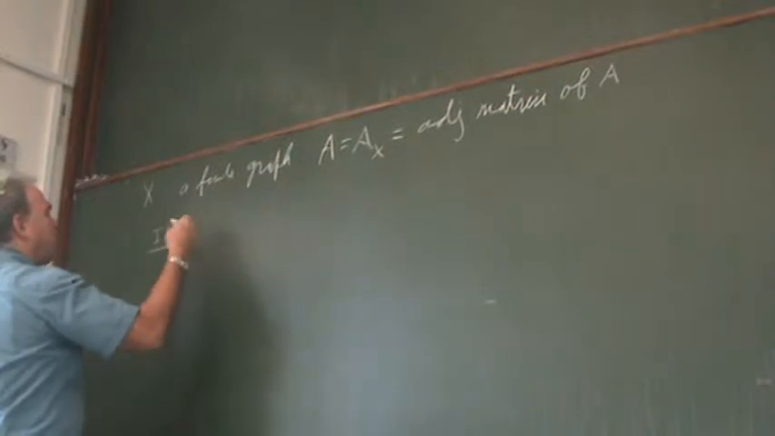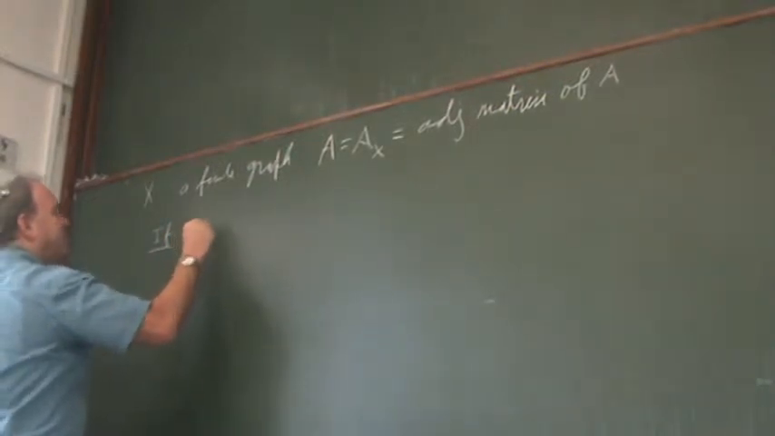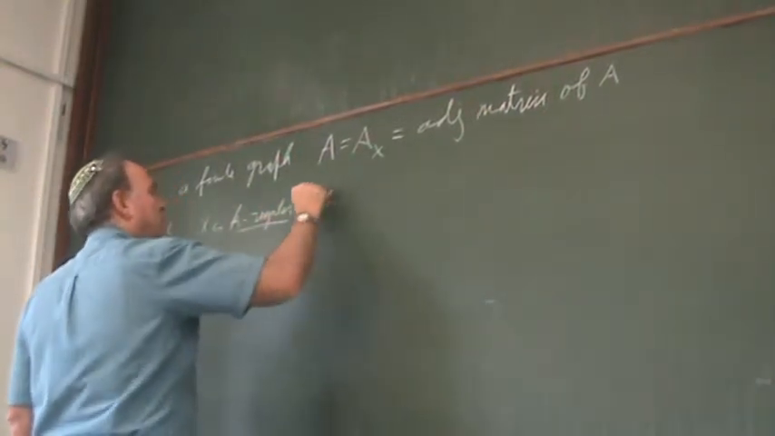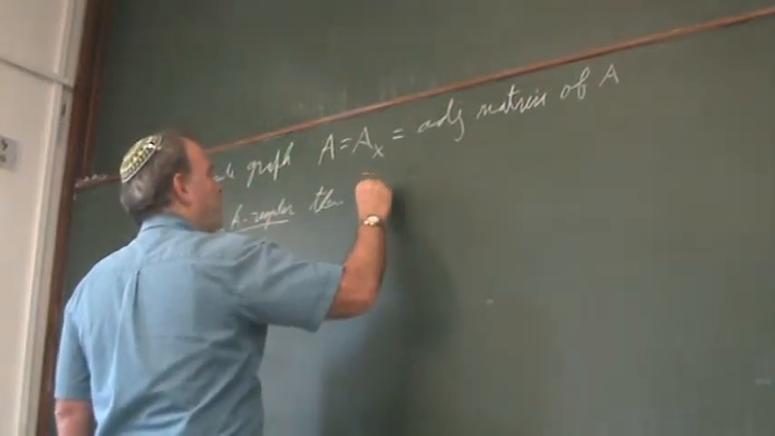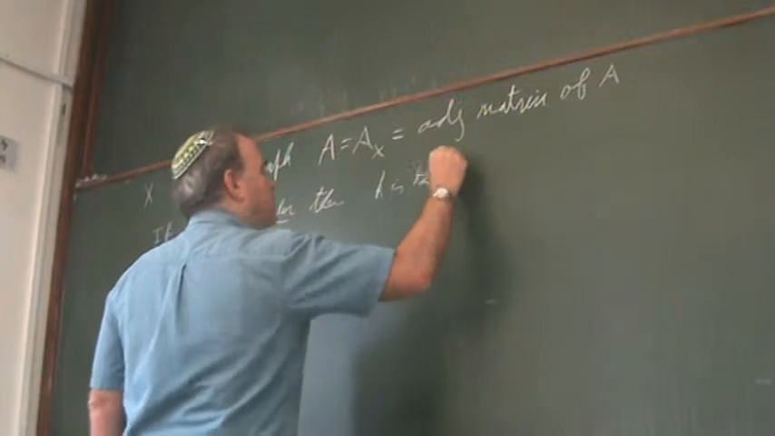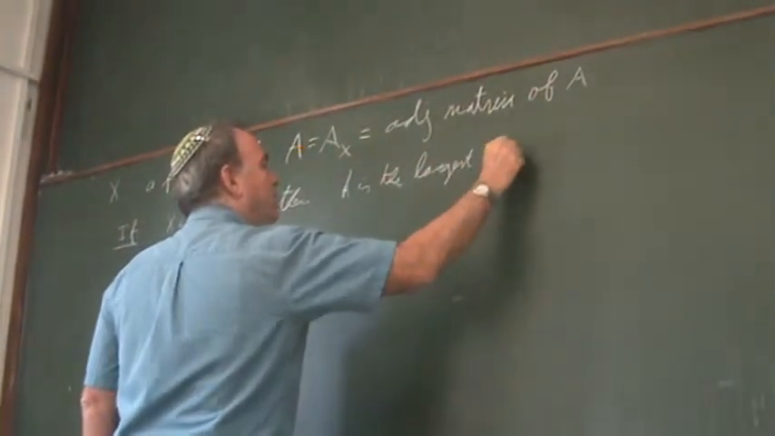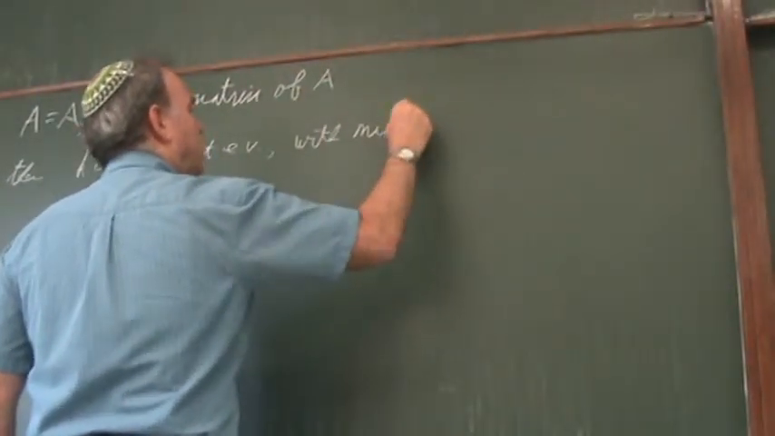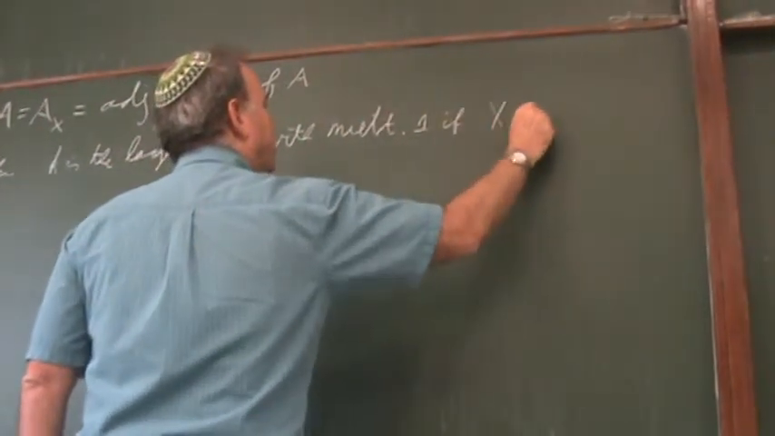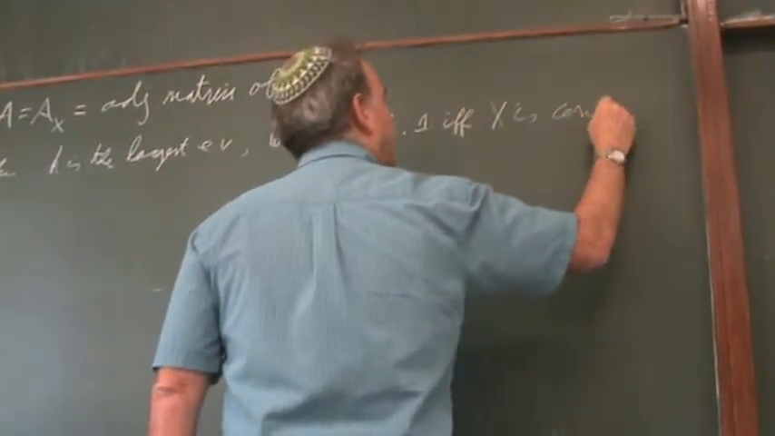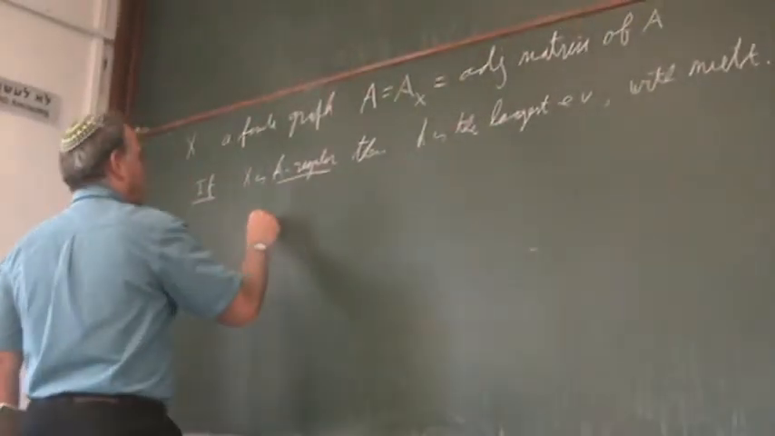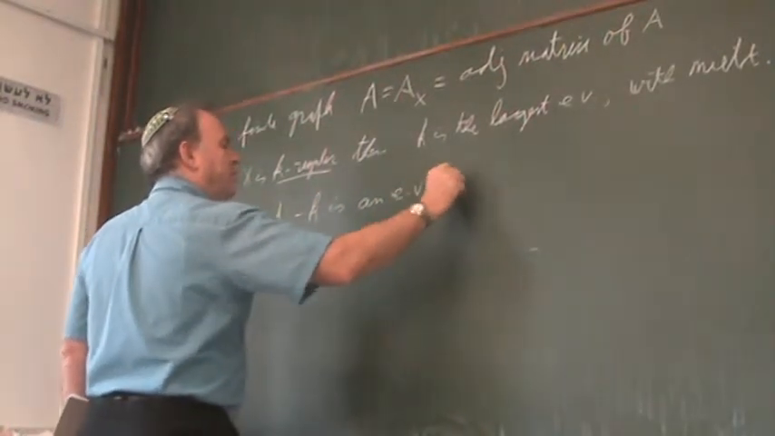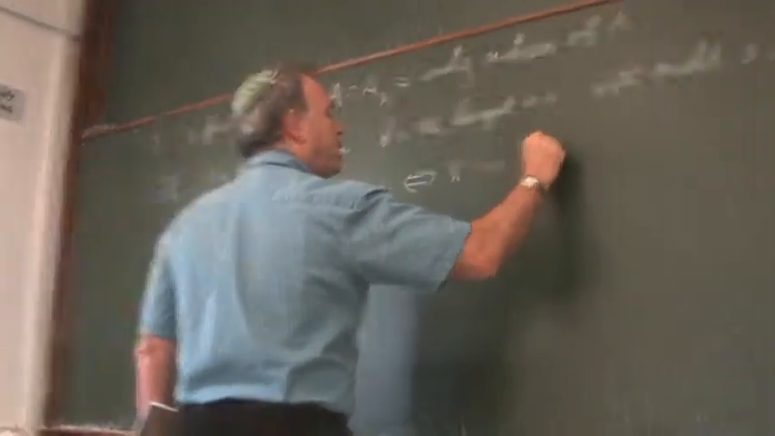And let's say the nice case, or the theory is slightly nicer, if X is k-regular, then k is the largest eigenvalue with multiplicity 1 if and only if X is connected, and minus k is an eigenvalue if and only if X is bipartite.